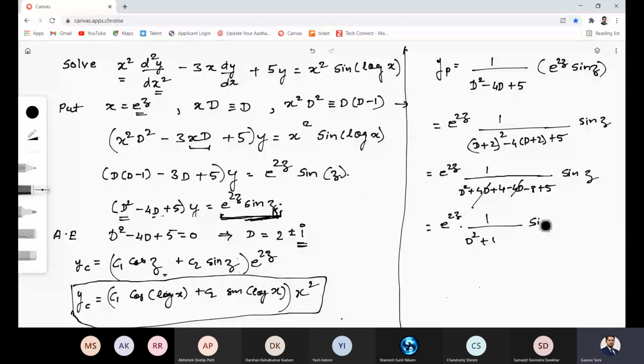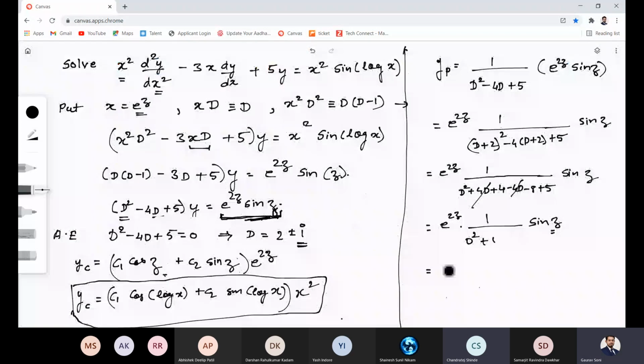What is the rule for sine z? D square is replaced by minus a square. So what is a here? A is 1, so minus 1 plus 1 will become 0. So what do we have to do? We have to multiply by x and take the derivative.